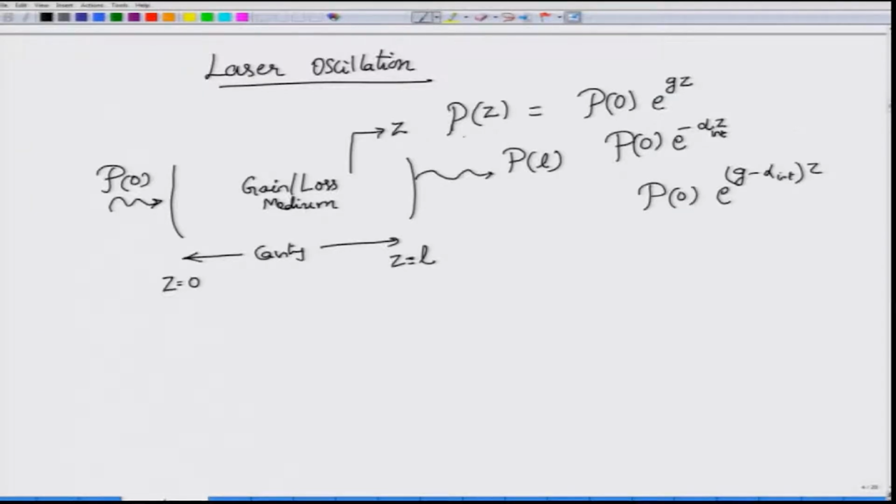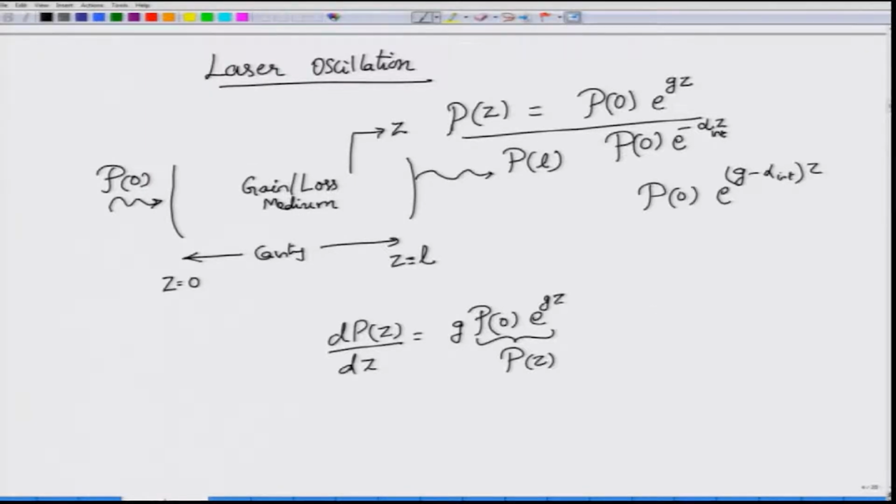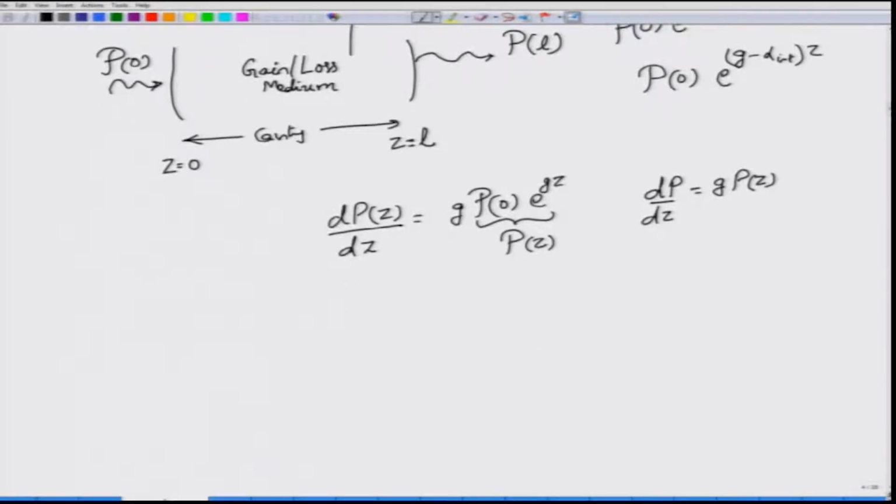Look at this equation again. I can differentiate that equation. So, I can say dP with respect to dz, and since P of 0 is a constant, it stays as is, g is a factor which comes out and then you have e to the power gz. But this is nothing but P of z itself. So, you get a nice differential equation, dP by dz is equal to g times P of z, which describes the gain equation. So, how the power is actually changing in this gain medium.